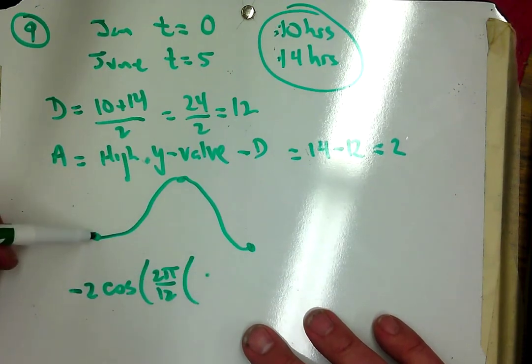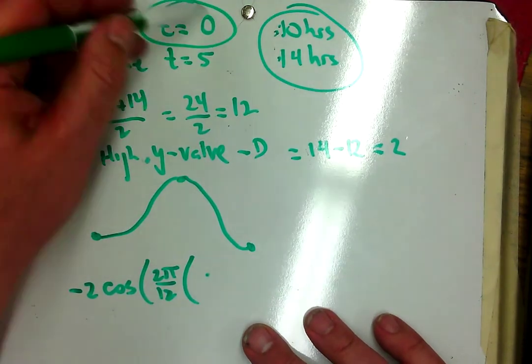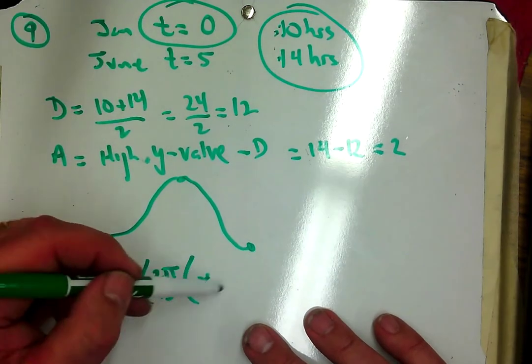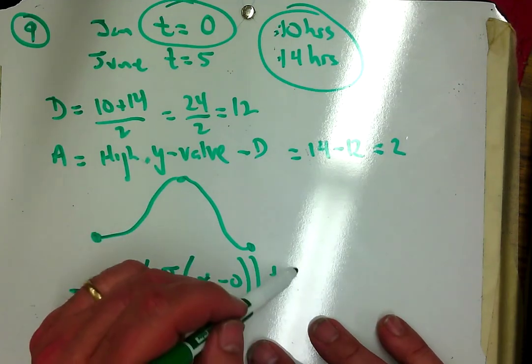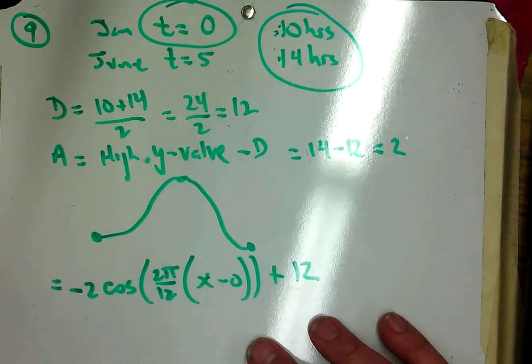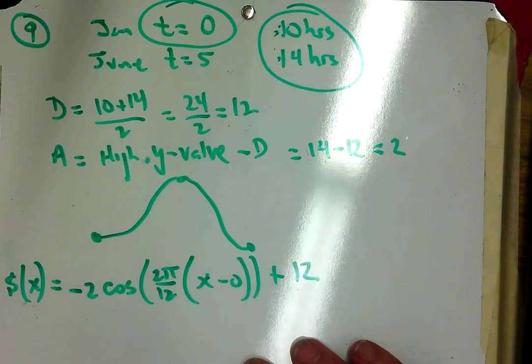And I'm not shifting away from this. I'm starting at 0, so I'm going to go with x minus 0 plus our D value of 12. So here's hours of sunlight, daylight. So let's go with sunlight as a function of x number of months. Okay, so that's building the model.